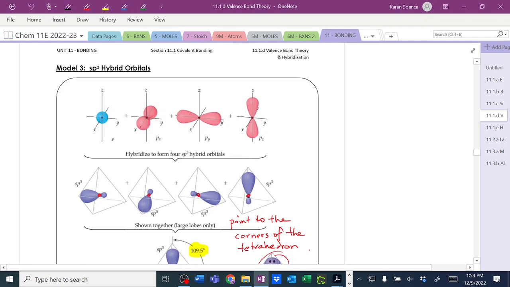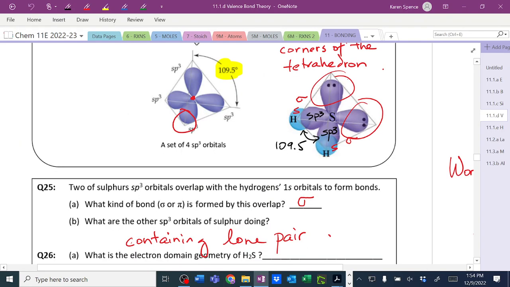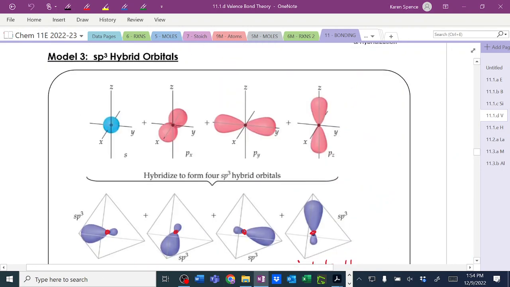Okay, so here we are with our sp3 hybrids. This is where we left off last day. So we had a single s orbital and we had 3 p orbitals.